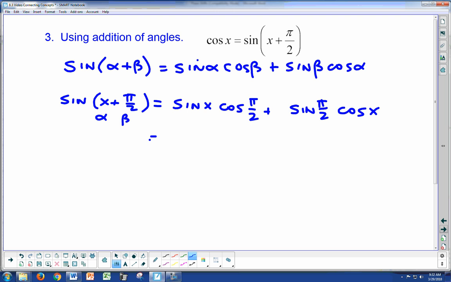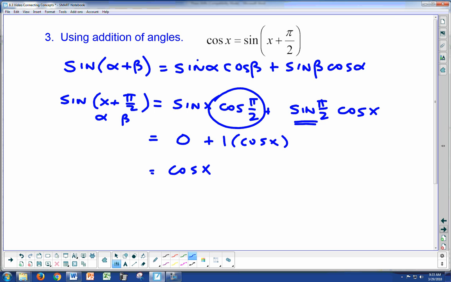And what's the key component here? It's right here. This whole thing is 0. I just put a big 0 on that, so that's going to be 0 plus, and the sine of pi over 2 is 1 times the cosine x. So very quickly we can see that it's the same as the cosine of x.